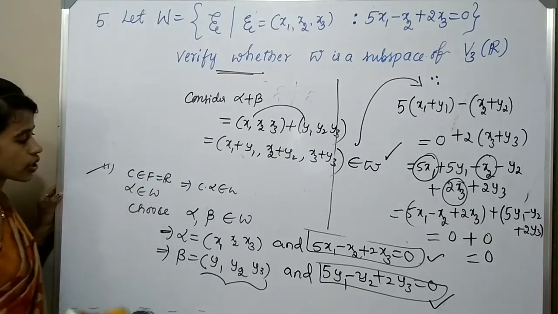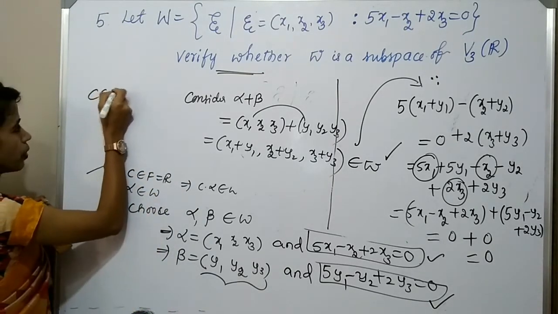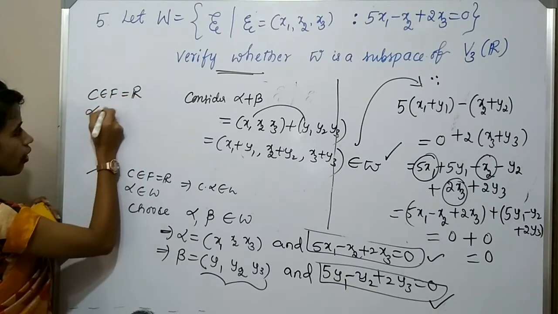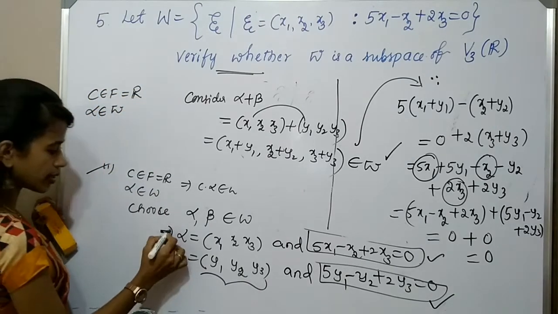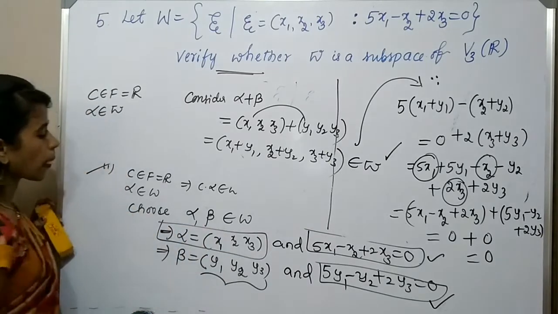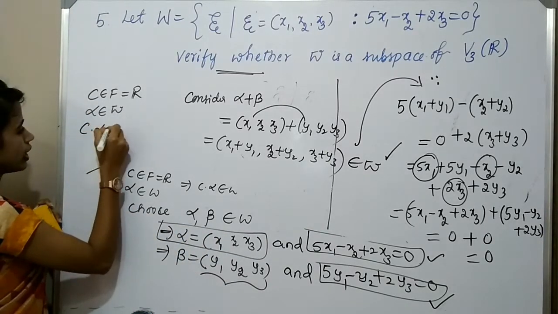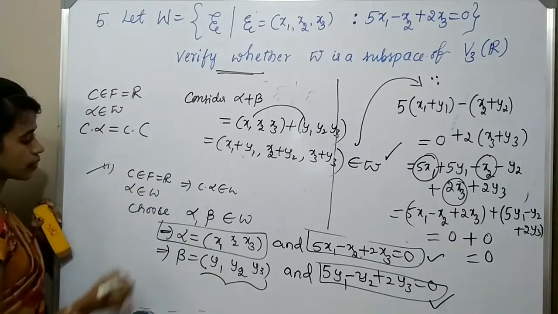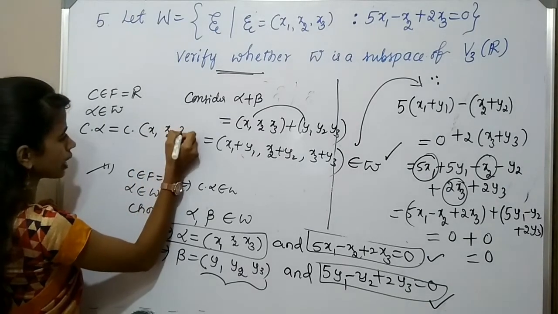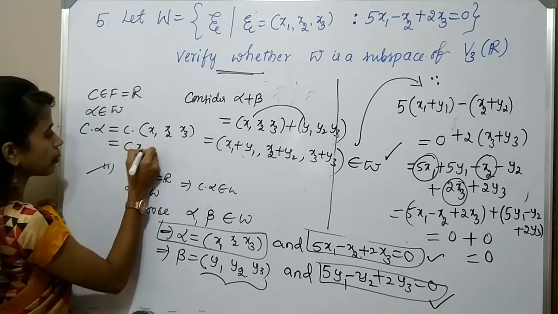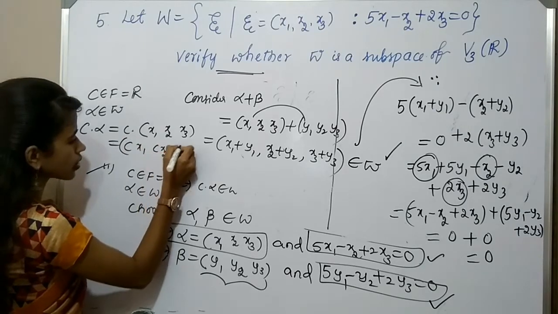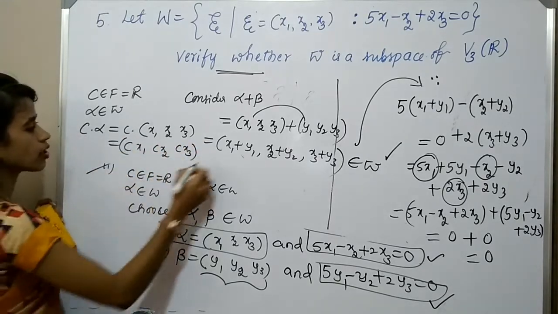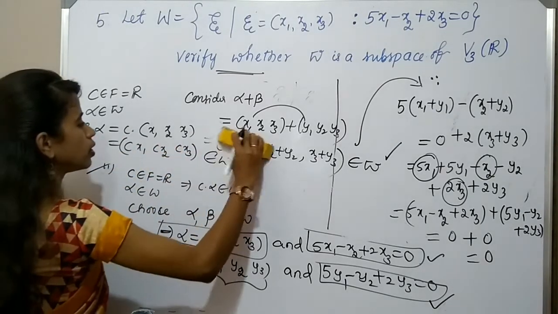What about the second condition? Take C belongs to F. What is the field? Here, real numbers. And alpha belongs to W. What is alpha? Here is the alpha. Okay. Then check for C dot alpha. What is alpha? Alpha is X1, X2, X3. Multiply C within the bracket: CX1, CX2, CX3. Does it belong to W?